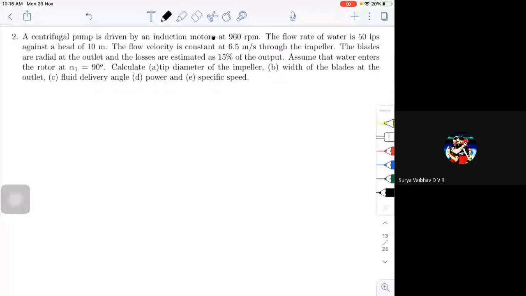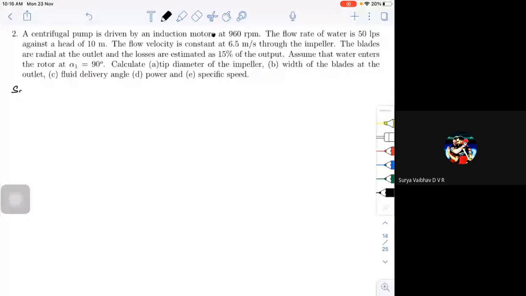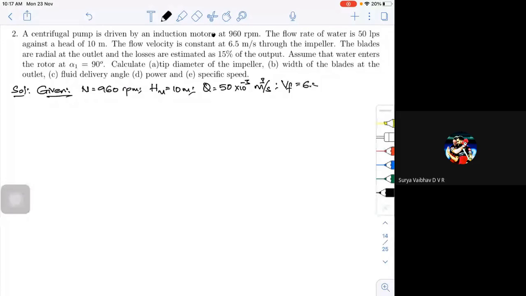Now let us try to solve this numerical. Solution. What is given? First, they have given the speed, which is 960 RPM. The manometric head is 10 meters. The discharge is 50 liters per second, that is 50 into 10 to the power of minus 3 meter cube per second. Then the flow velocity is 6.5. VF1 and VF2 are both the same, so that's why I have taken it as VF.